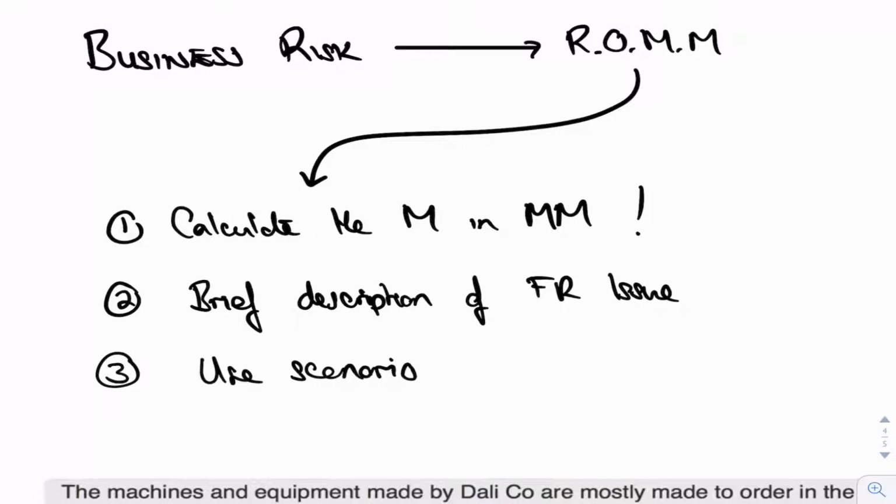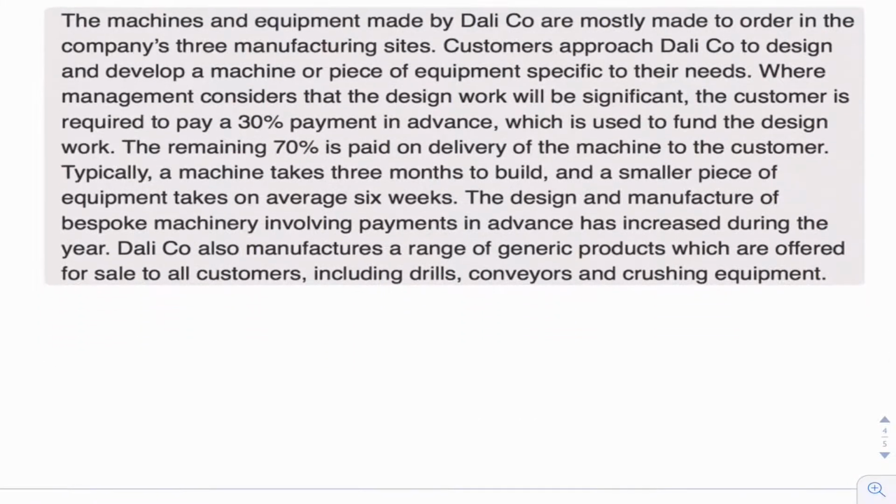We need to now apply that to the scenario and finally say, right, so if this is done incorrectly, this would be the impact on the accounts. As always, this is best explained by doing an example, and we're going to carry on the example that we did before. So if you remember, we had payment of 30% in advance.